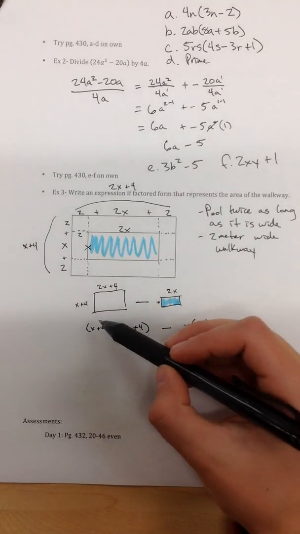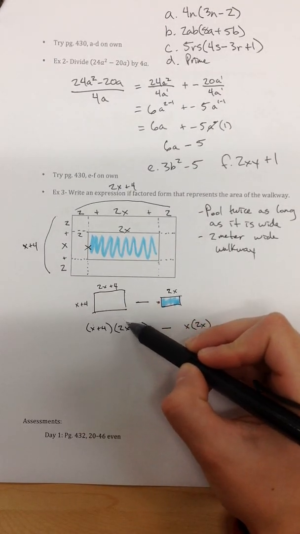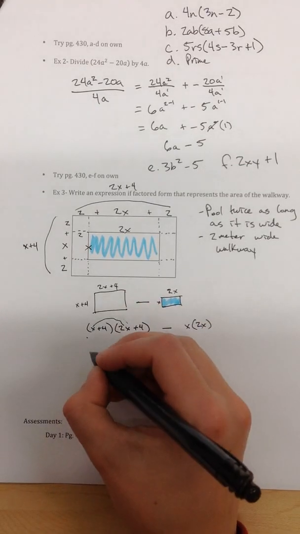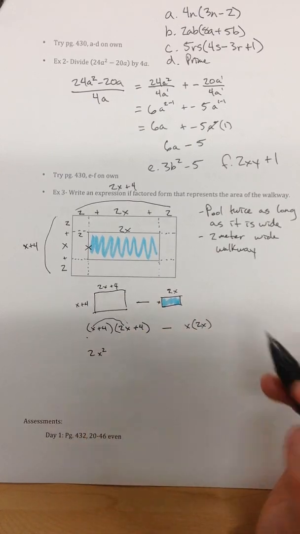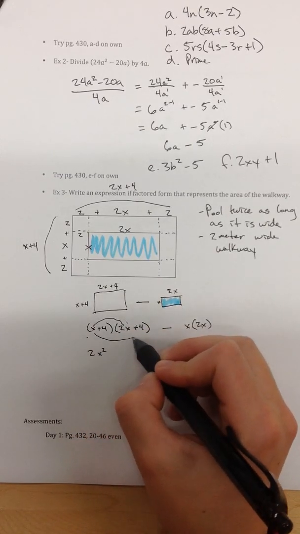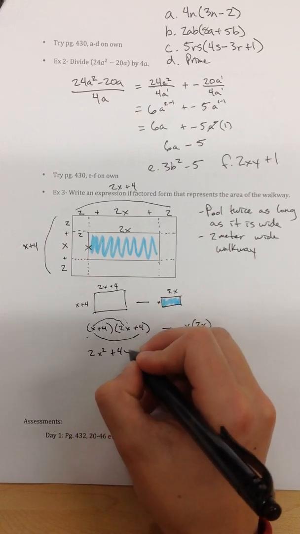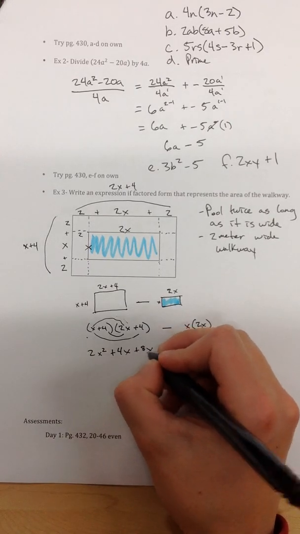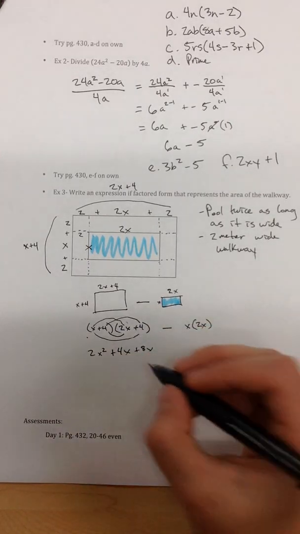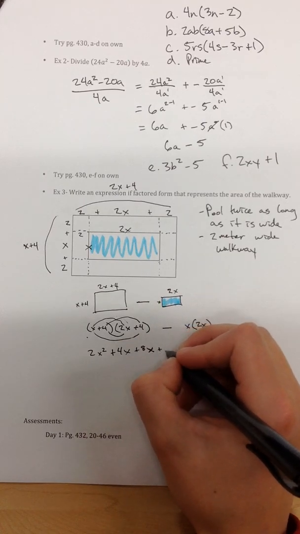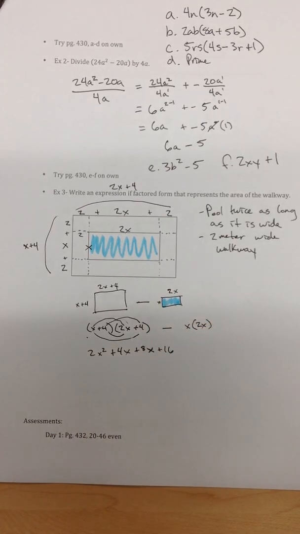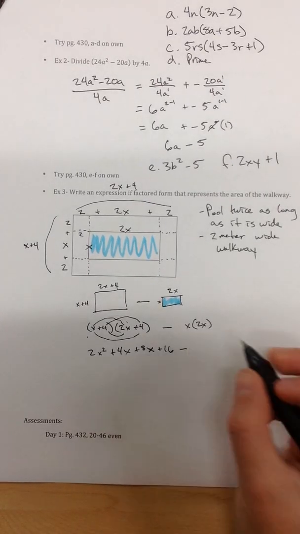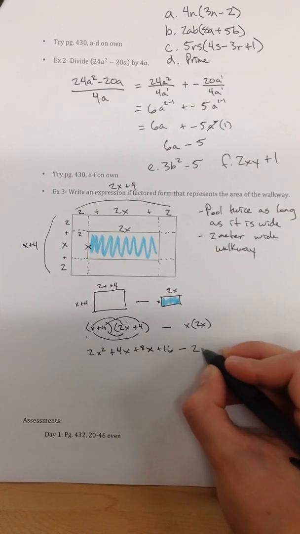If I'm doing FOIL, first and first would be x times the 2x, which would be 2x squared. Outside would be x times the 4, which would be 4x. Inside would be 4 times the 2x, which would be 8x. And then last would be 4 times the 4, which would be 16. So plus 16. And while I'm at it, I might as well do this one out here. So it would be minus, and then x times 2x would be 2x squared.